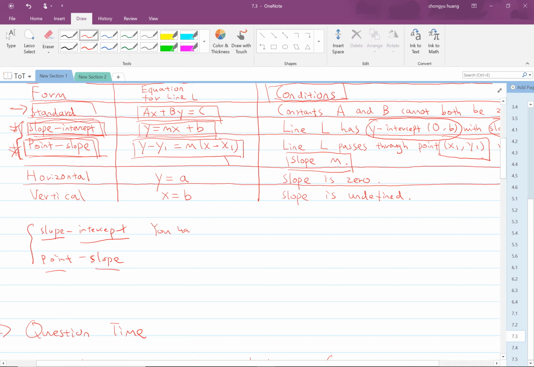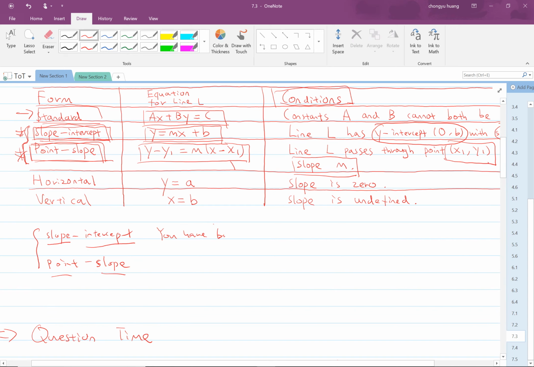Sorry for the writing. You have been given a slope and a y-intercept. So if you see in the question that you have been given a slope and the y-intercept, then you're basically using the slope-intercept form.